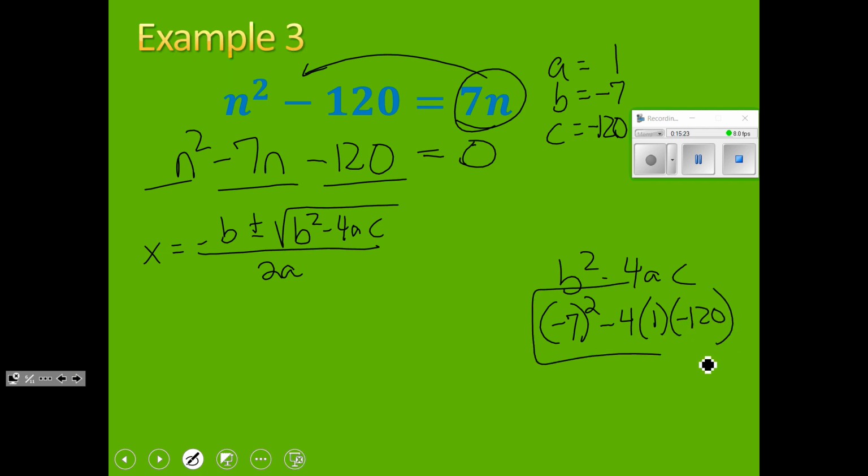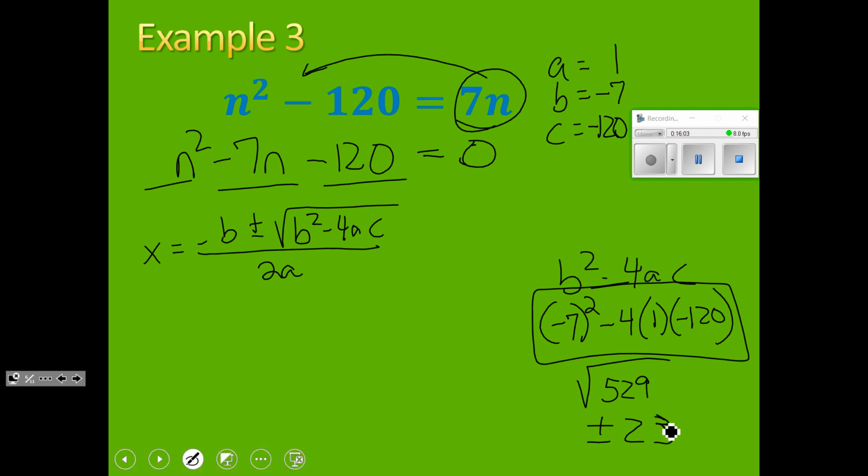Okay, and you can put this all in your calculator all at once. So I know negative 7 squared is 49. So 49 minus 4 times 1 times negative 120. And that gives me 529. My question to you, is 529 a perfect square? And it is. We know that there's going to be two solutions, because we know the square root of this is positive plus or minus 23.